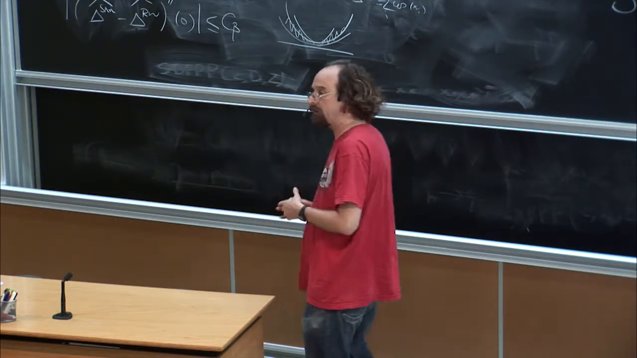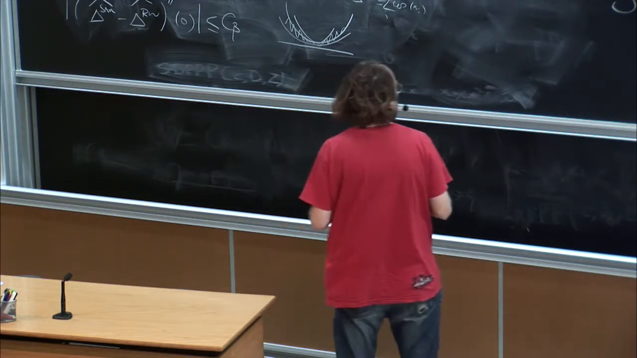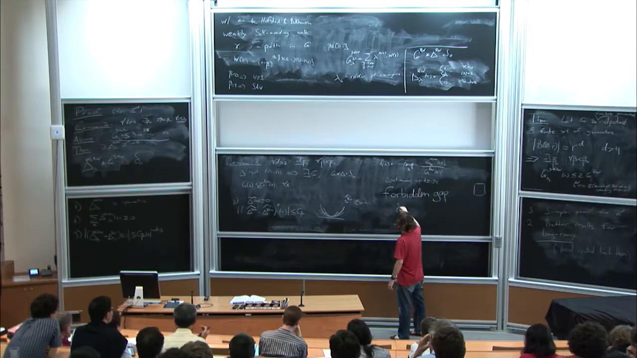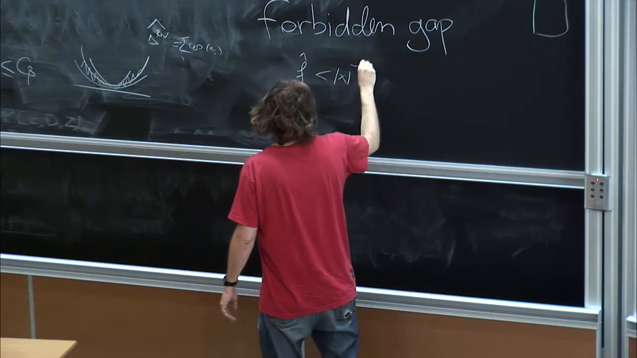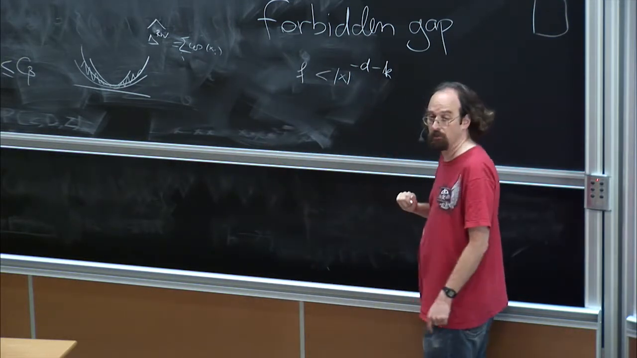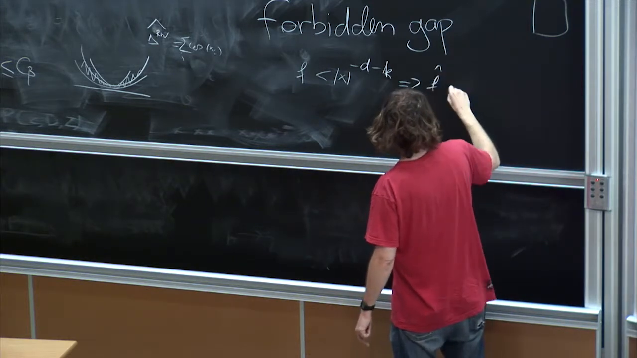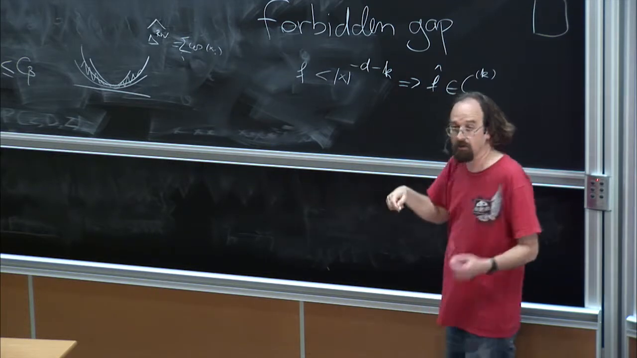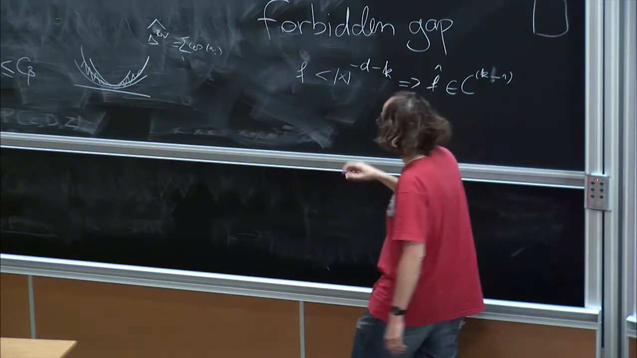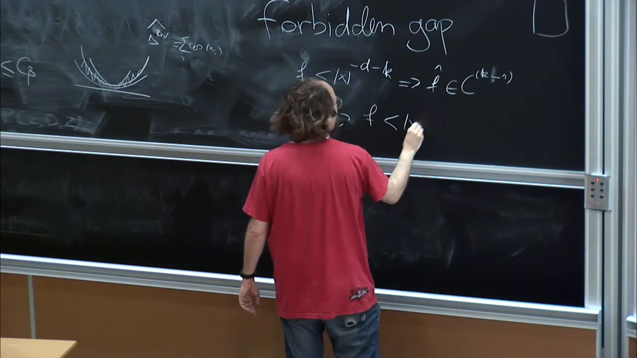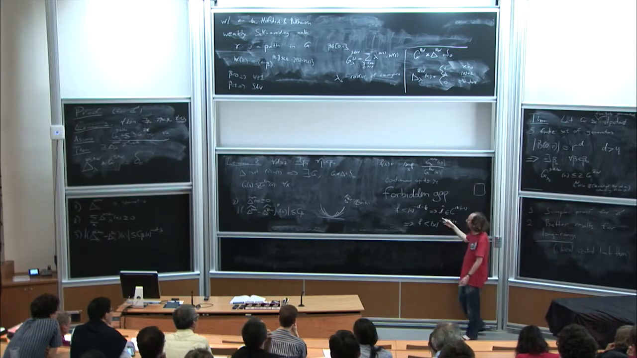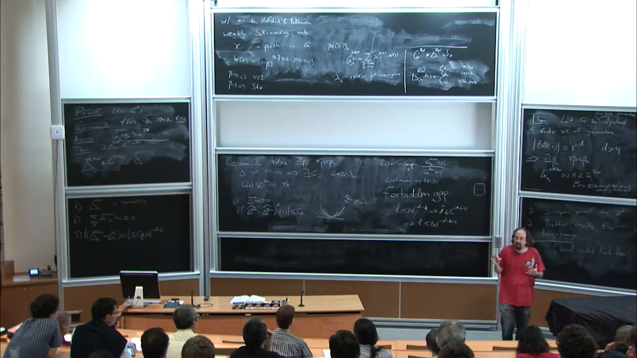But Fourier transform has some losses. For example, let me talk in general dimension: if your function is smaller than x to the minus d minus k, then this means that its Fourier transform is k minus 1 times differentiable, and this means that f is smaller than x to the minus d minus k plus 1. Usually this plus 1 here, nobody cares about it, usually it doesn't matter.